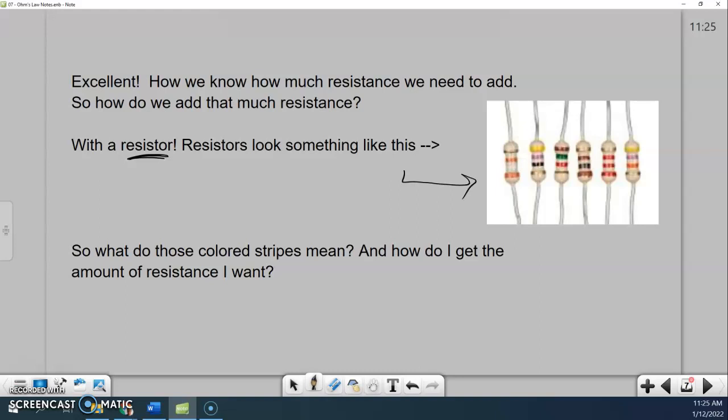We're going to have another video that talks about how to read resistors and how to use resistors, and I'm sure that'll be very interesting to everyone.